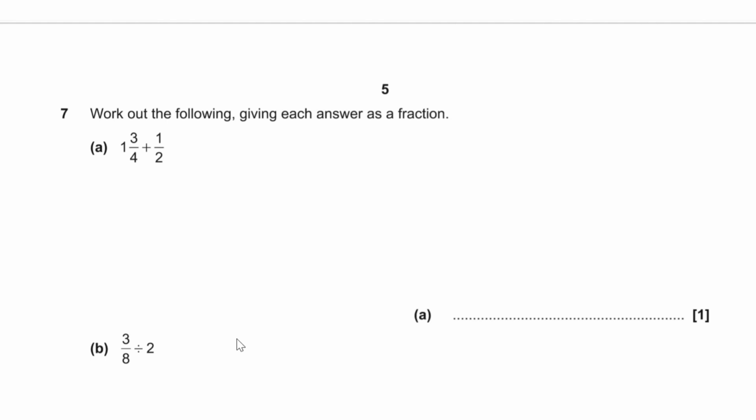Question number 7, we have to work out the following, giving each answer as a fraction. Well, first of all, we've got 1 3/4 plus a half. What we need to do first of all is convert the 1 3/4 to an improper fraction. So, if we do that, what we would have here is 1 times by the 4 plus the 3 divided by 4, and then we're adding on 1/2.